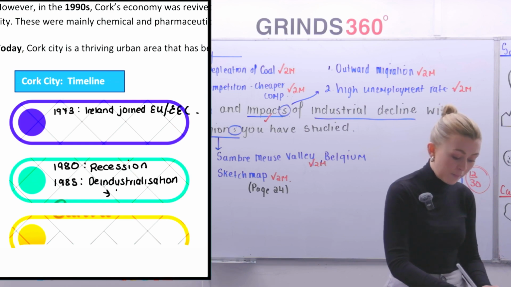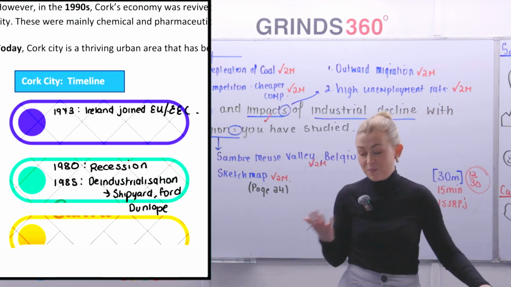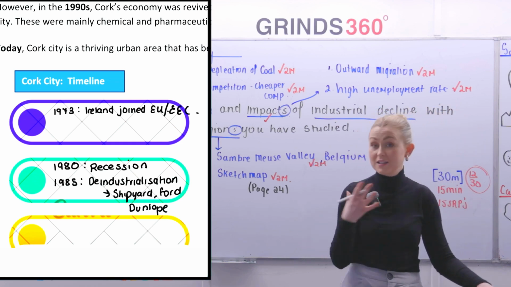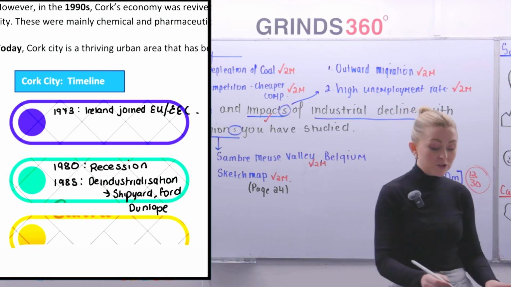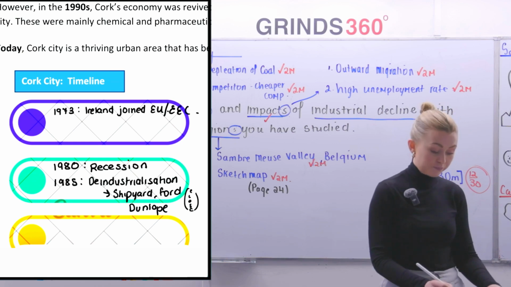Deindustrialisation, what moved out? Shipyard, Ford, and Dunlop. Ford is a car company, Dunlop is a tyre company, and Shipyard is to do with shipping. They moved out, they closed in the region.